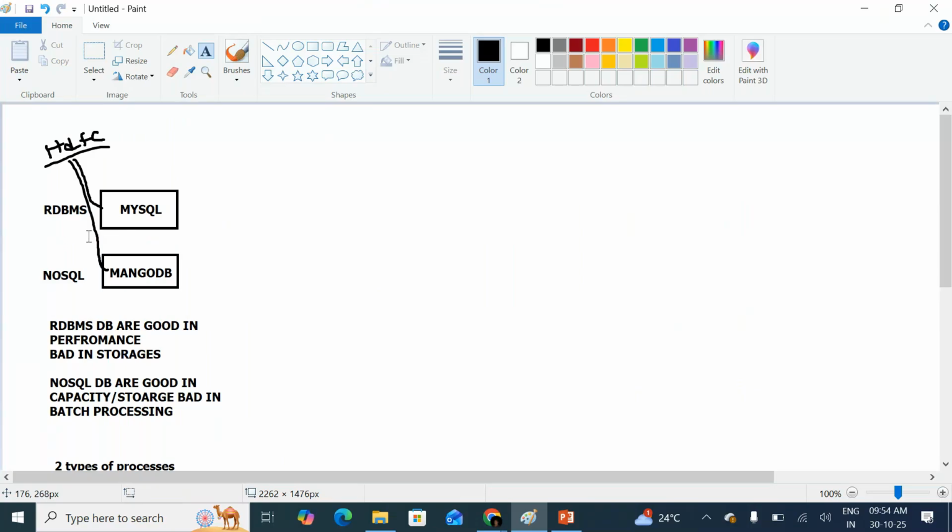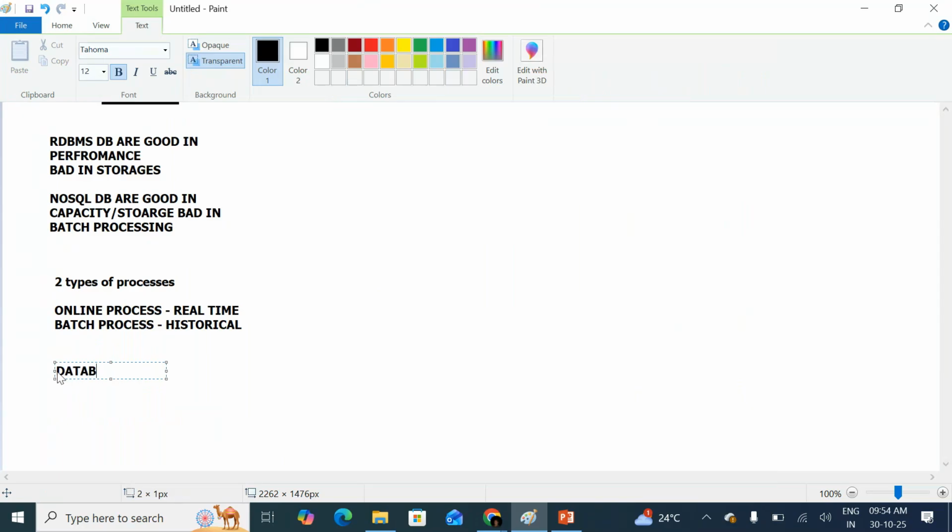But understand, RDBMS databases are good enough in store performance in any process, but capacity wise lower. NoSQL databases are bad in batch processing, but capacity wise good. Based on the company requirements, they can choose any of the databases. But at the end of the day, databases can support storage within GBs only. Within GBs only.